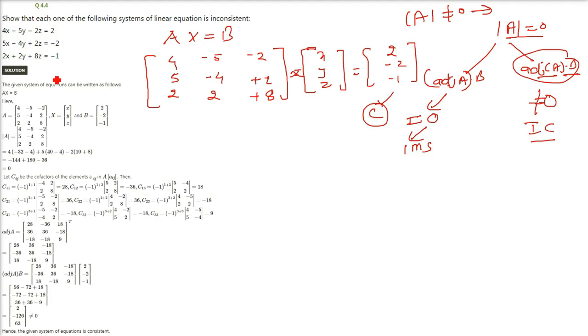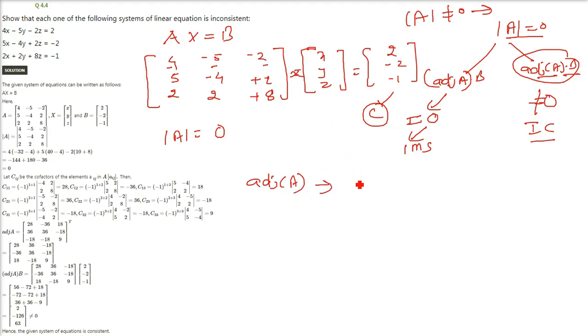So let us go ahead with this question. We have to find out the determinant of this particular matrix. So determinant of A will be equal to, I hope you will be able to find it out, it is 0. Now we have to go to adjoint A into B. So we have to take the cofactor, write the cofactor matrix, and then take the transpose, and that is going to be adjoint A.